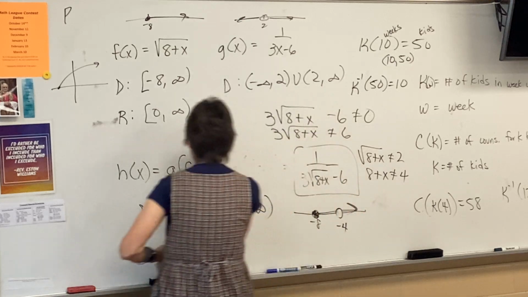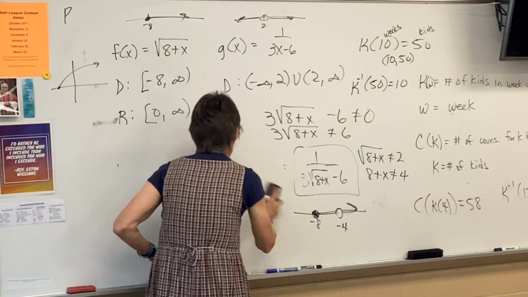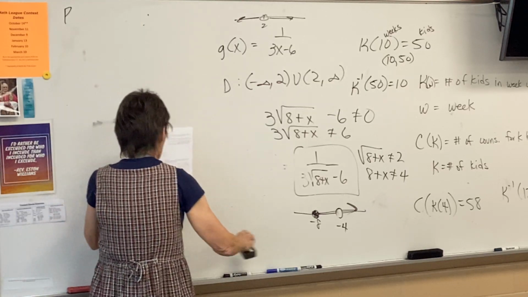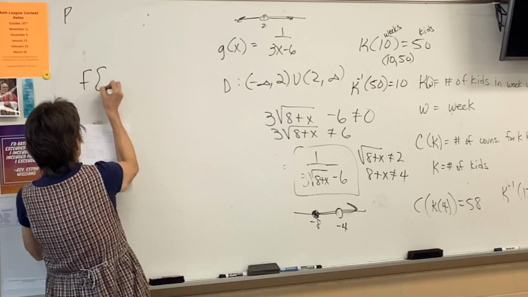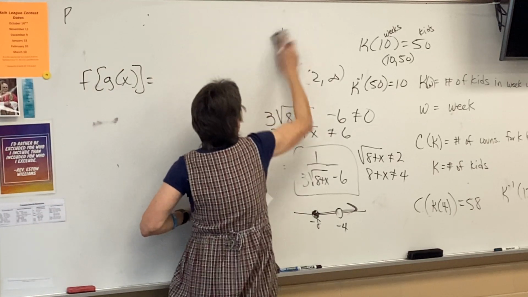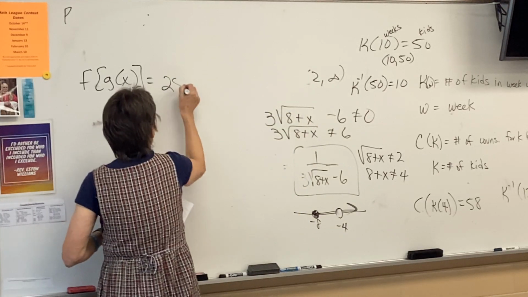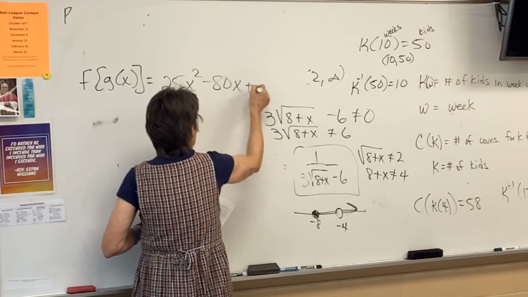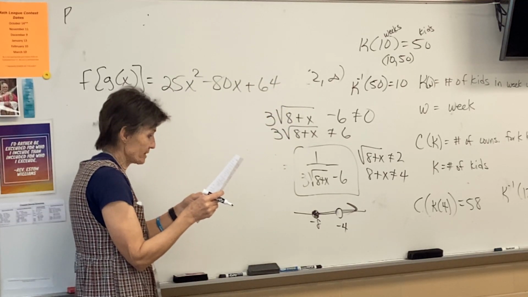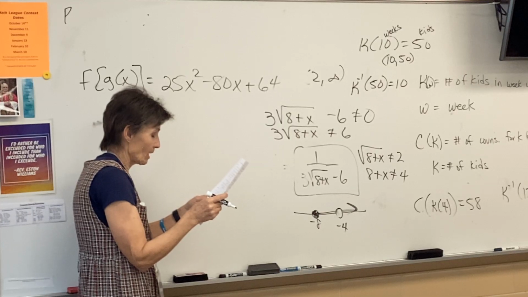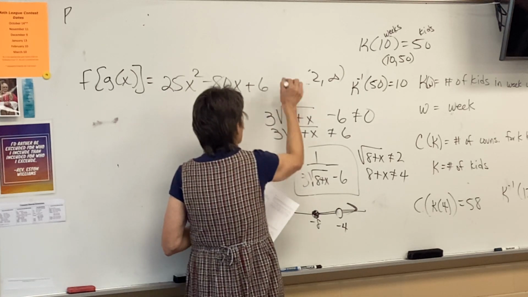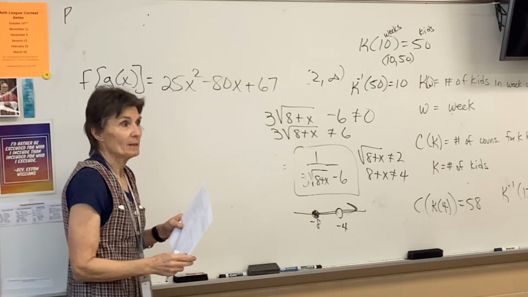Write an equation. Can someone read me your equation for problem 3B? F of g of x. What did you come up with for an equation? I got 25x squared minus 80x plus 64. I got plus 67. Oh, I forgot my plus 3. Yeah, so I got plus 67. Is that okay with everybody?